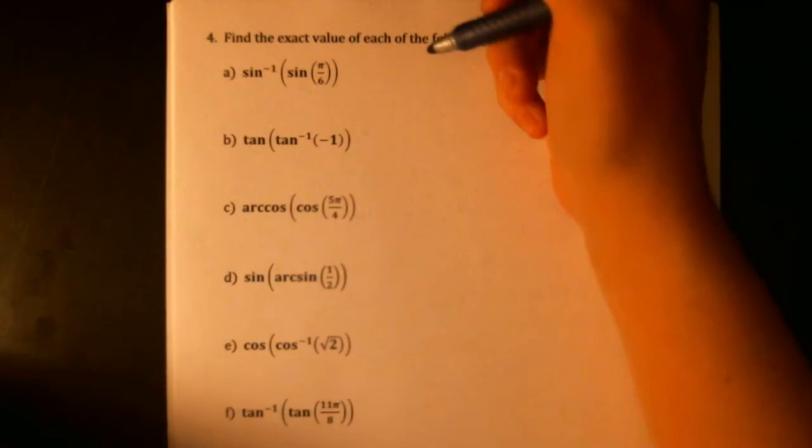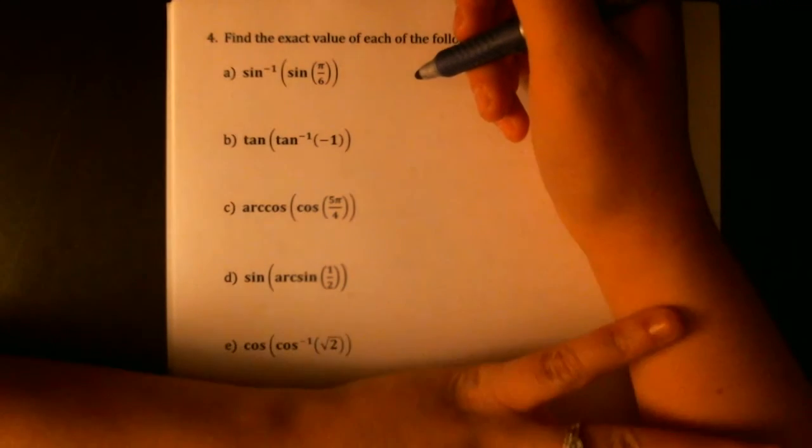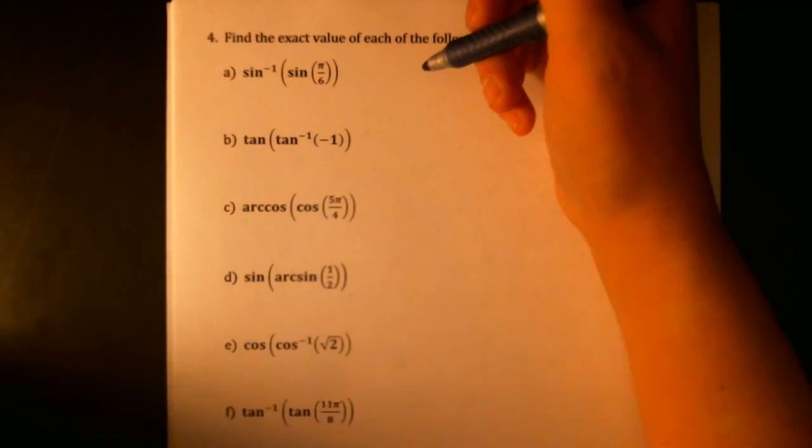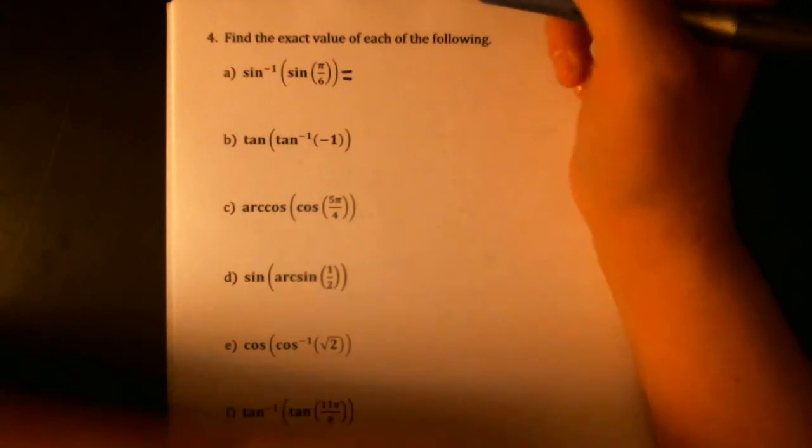First one, inverse sine of sine of pi over 6. So really the first thing that I'm hoping here is just that you remember that when you compose inverses, you should get back what you started with.